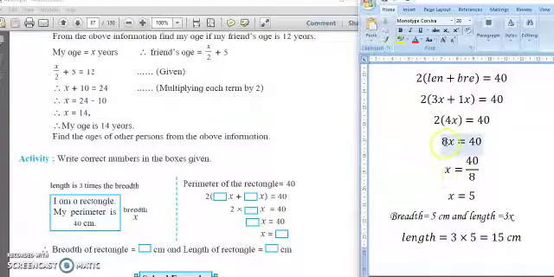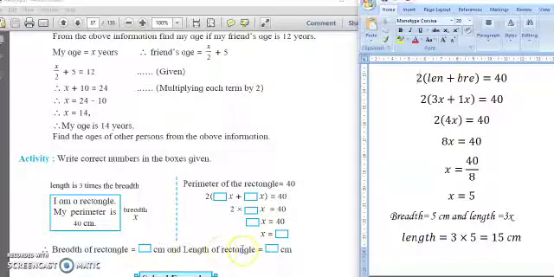Now x equals, if you put this 8 on the right hand side, then multiplication will become division. So x equals 40 upon 8. 8 1s are 8, 8 5s are 40. So x equals 5. This is the answer. So the breadth we got here: breadth equals 5 centimeter. So write down here, breadth of rectangle equals 5 centimeter.